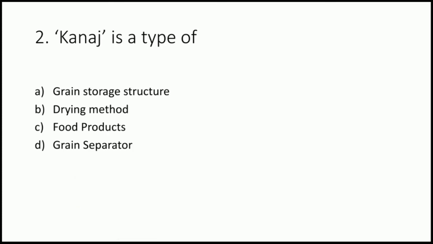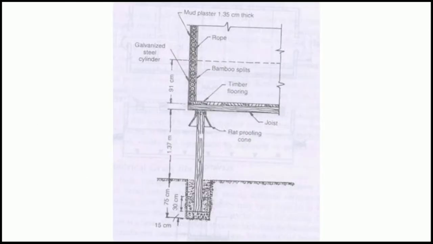Next question. Kannaj is a type of, options are grain storage structure, drying method, food products, grain separator. So the correct answer to this question is option A, that is grain storage structure. In this picture, you can see how a kannaj looks. Kannaj is a traditional storage structure for grains, and it is of cylindrical shape, which is made up of bamboo splits, and the walls are sealed with mud plasters on both the sides. So this is how a kannaj looks, and the capacity of kannaj varies from 1 to 20 tons. It can vary according to the size.